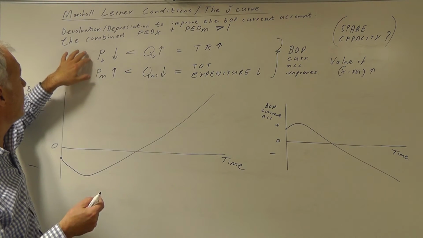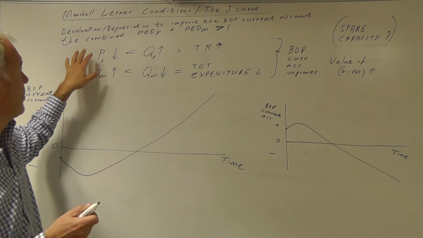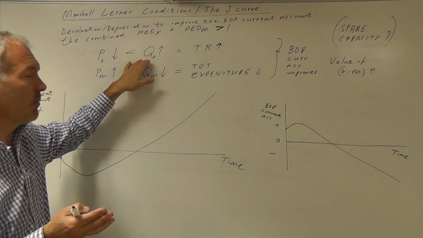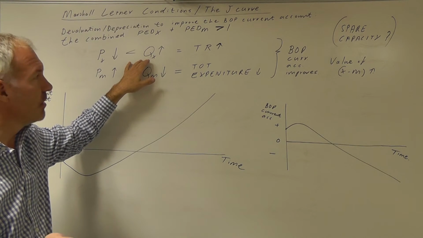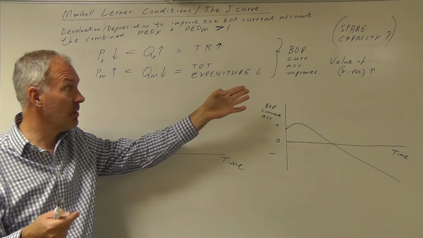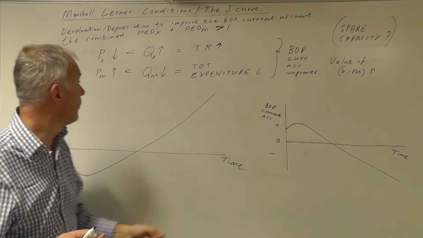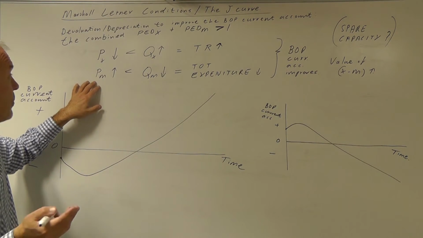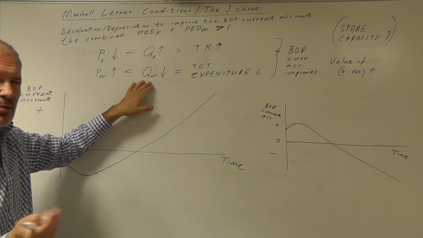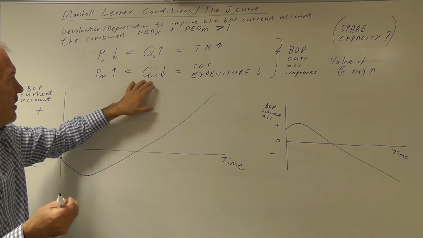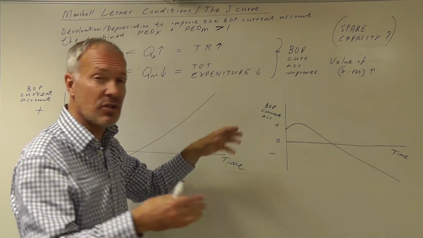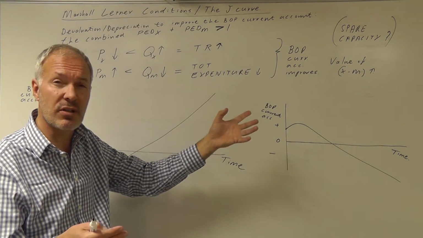So imagine we don't meet Marshall-Lerner conditions, and imagine the price, say, falls 10% for our exports, but we only export 1% more. Our total revenue then is going to fall, isn't it? And therefore the balance of payments current account will deteriorate. Same with imports. If the price of imports increases 10%, but we only import 1% less, because we're addicted to those imports, and it's inelastic in demand, then the total expenditure, of course, is going to increase, and that'll worsen the balance of payments.